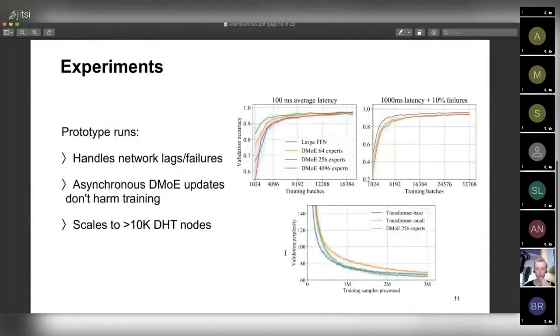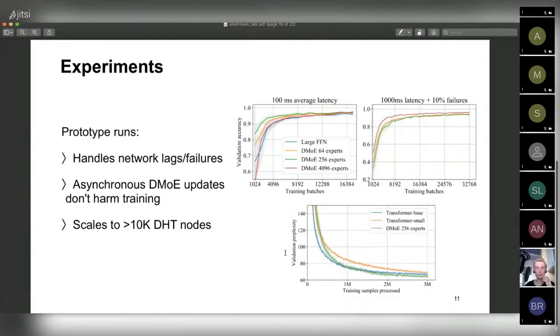Now, for the experiments in this particular paper, we only had prototype runs, but we're currently working on something of significantly larger scale. I hope I'll have the time to discuss that. So basically, it appears that this asynchronous architecture and distributed mixture of experts allow us to train even with high latency in the asynchronous mode. It allows us to handle network lags and failures, and it scales to more than 10,000 DHT nodes, not GPU nodes. So in experiments, we had several measurements.